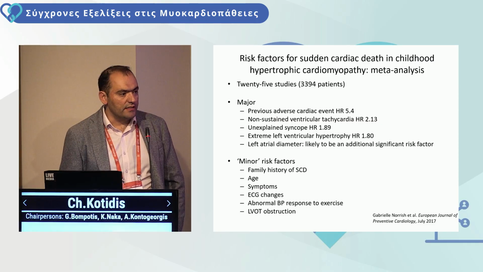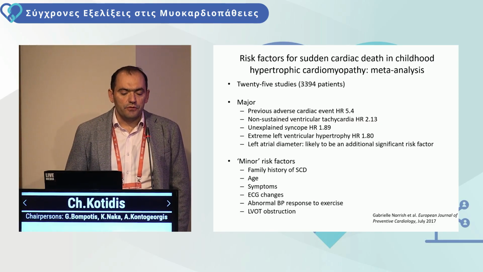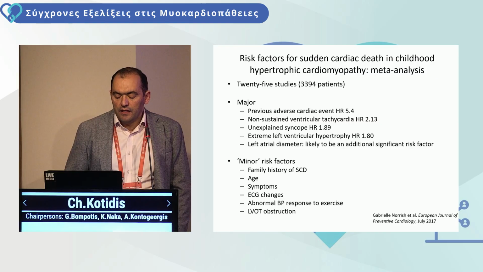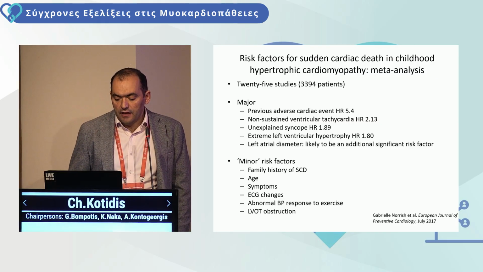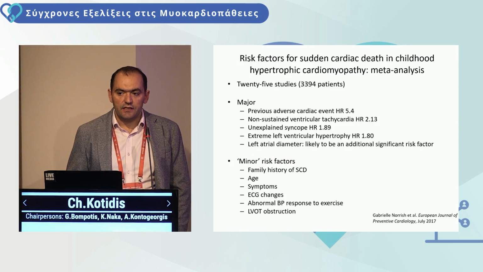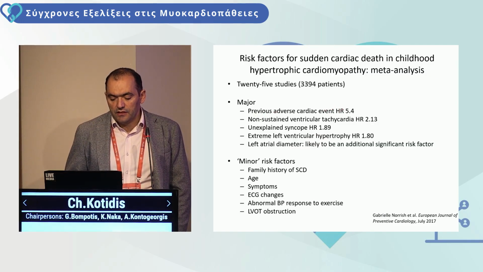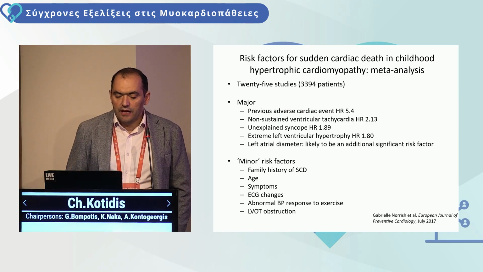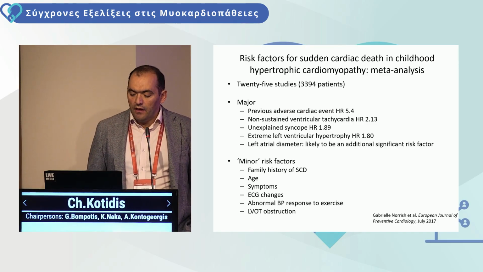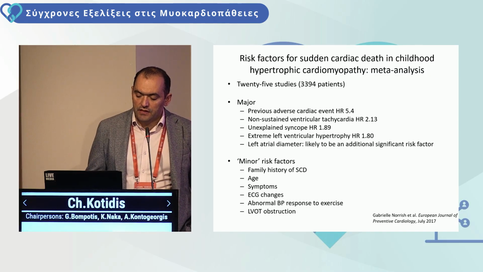This is one of the recent meta-analyses from the group from Great Ormond Street Hospital. They combined studies reaching almost 3,500 patients, and they identified major and minor risk factors. When we assess risk factors, we have to pay attention to the hazard ratios, because each of these risk factors does not have the same weight. So previous adverse cardiac event has a hazard ratio of 5.